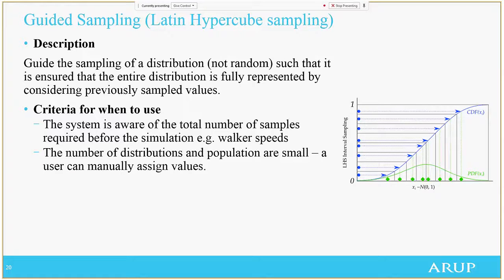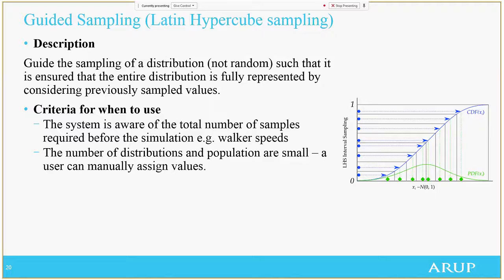The final method for potentially reducing the number of repeat runs is to use something called guided sampling or Latin hypercube sampling. This is a process whereby, instead of randomly sampling from a distribution, you guide the sampling of the distribution such that it ensures that the entire distribution is fully represented by considering previously sampled values.